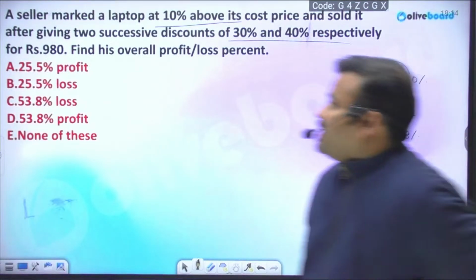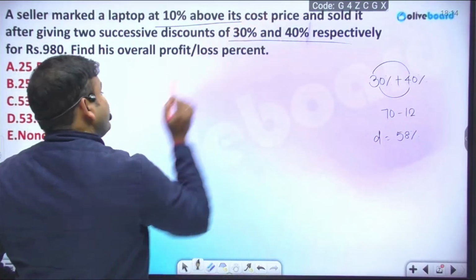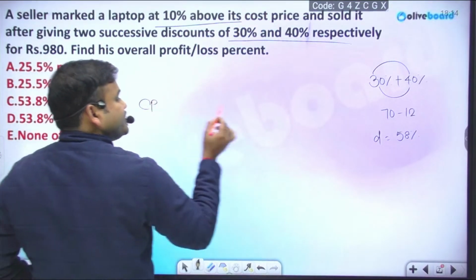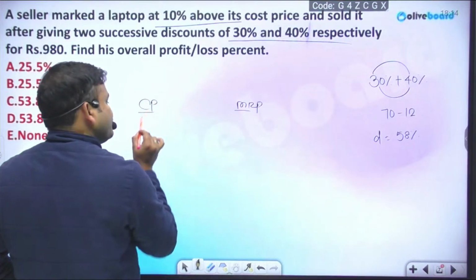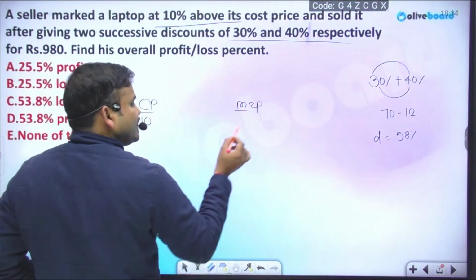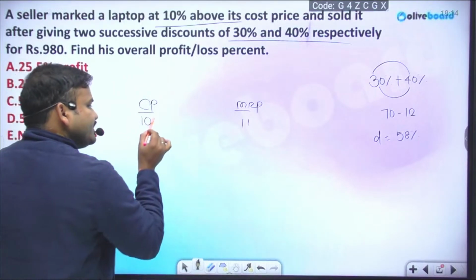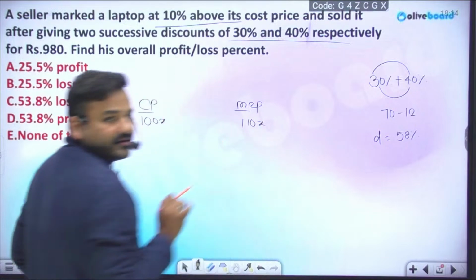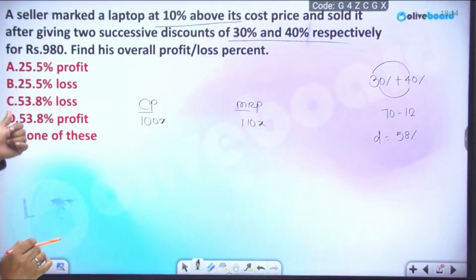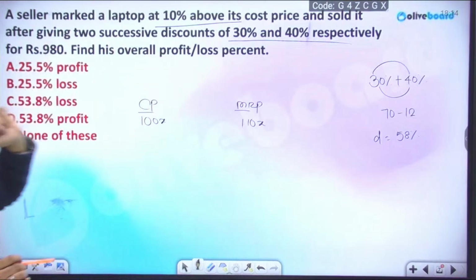So the seller marked a laptop 10% above its cost price. So this is the cost price and this is the marked price. 10% above means the article of 10 units is marked at 11 units, or you can say the article of 100x is marked at 110x. And it was sold after giving two successive discounts of 30% and 40% respectively.